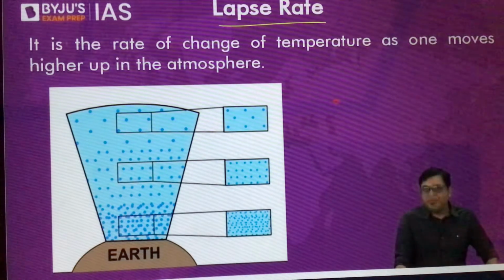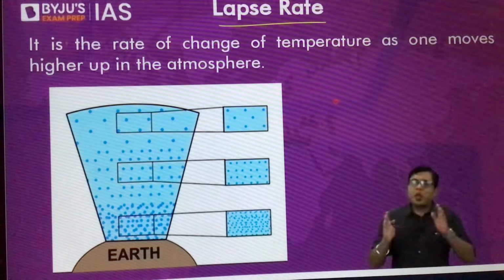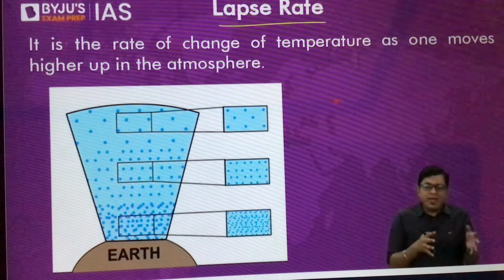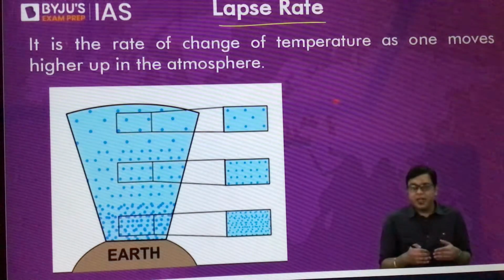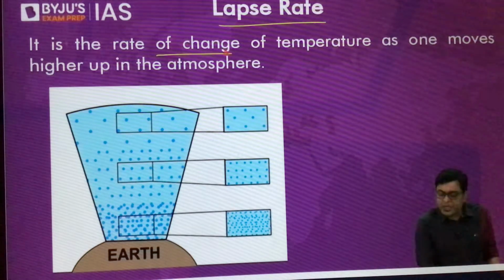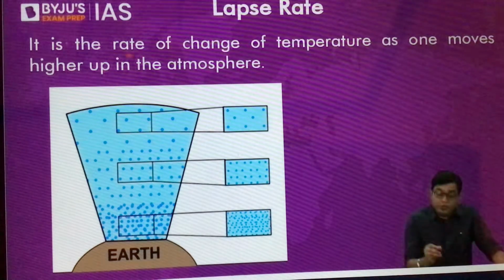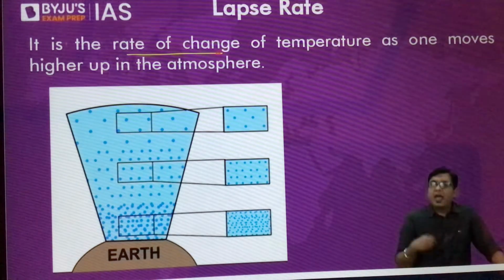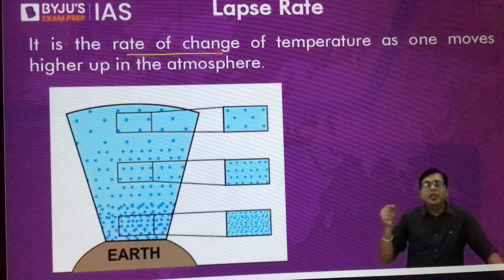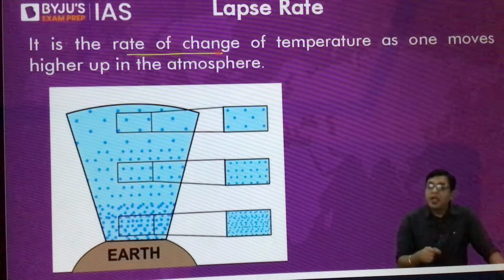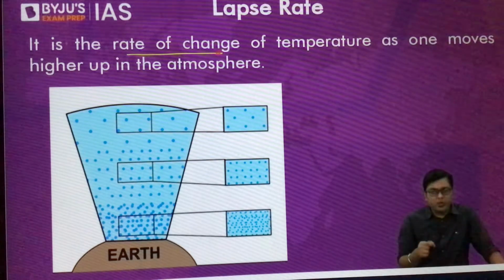Now let us initiate the discussion for the aspect of lapse rate. Now what is lapse rate? What is the aspect of lapse overall? When we talk about lapsing, that refers to any aspect of change which is initiated. When we talk about lapse rate in general, basically it is the rate of change of temperature as one moves higher up in the atmosphere. So as one moves higher up from the surface, the temperature is bound to change. And how is it that it is bound to change? That is something which we are going to look into.